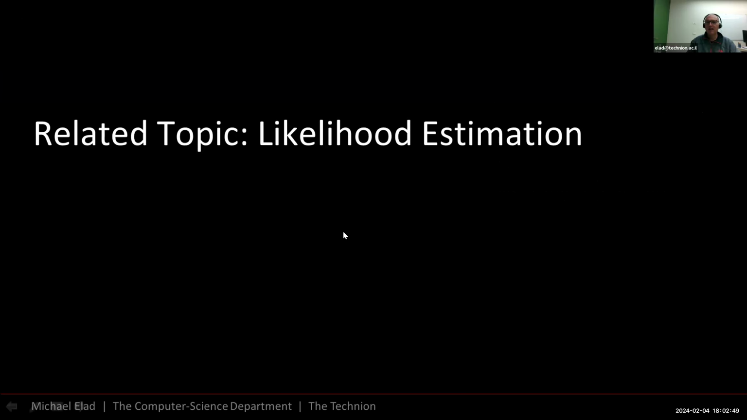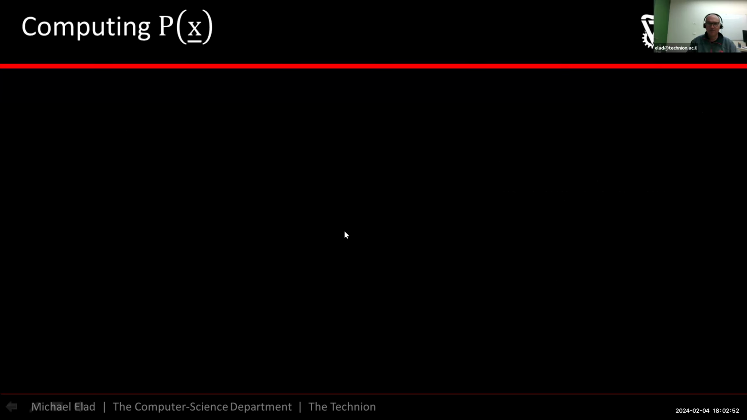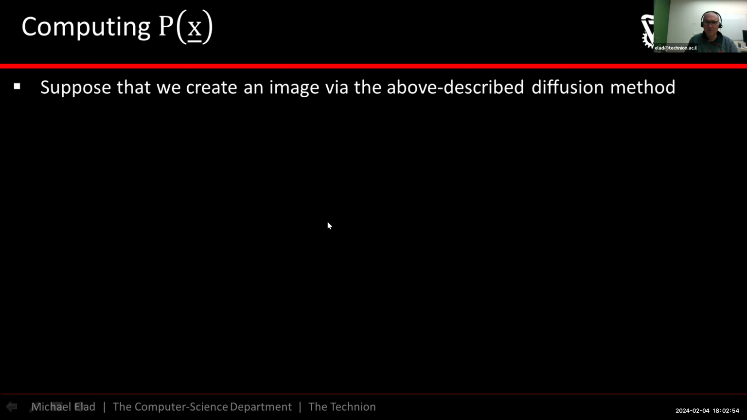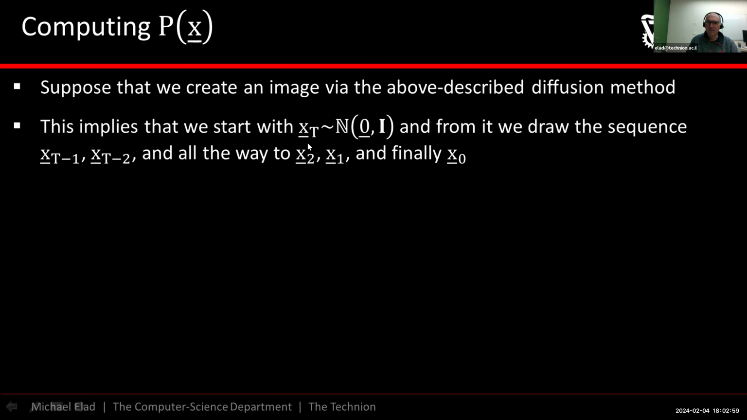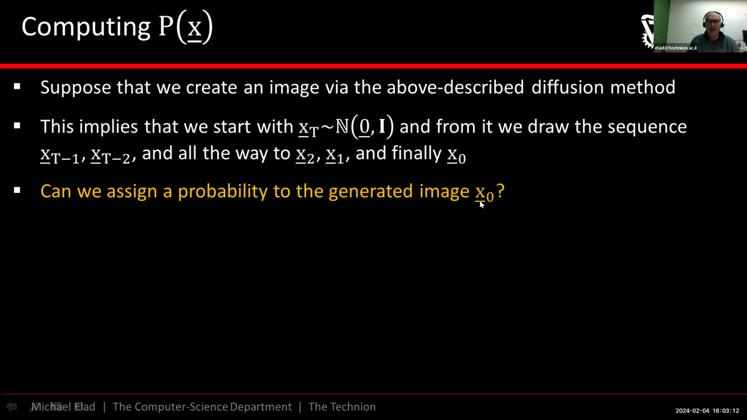The last topic is likelihood estimation. And the issue is this. Okay. So you have just designed your diffusion method and you apply it. That means that you sample a Gaussian vector, and from it you generate sequentially xt minus 1, xt minus 2, all the way to x0. And then x0 is a lovely, good-looking image. And the question is, what is the probability of this image? And I remind you, in the abstract of that paper from 2015, they claim that they can compute this probability. So how do they do it? This is exactly the topic I would like to discuss. Computing the probability of this generated image.